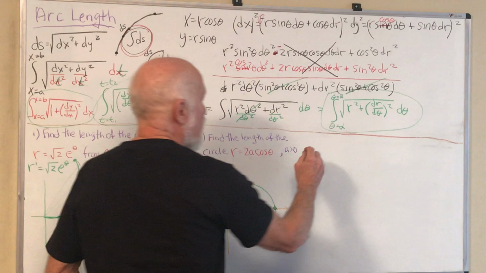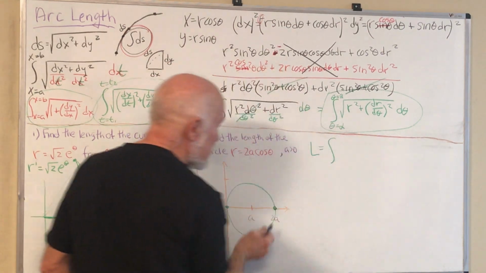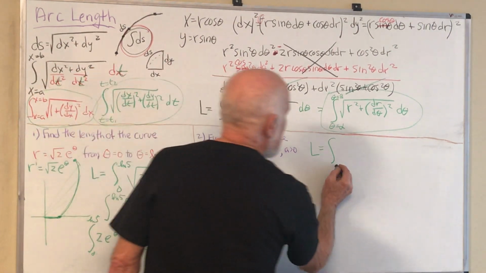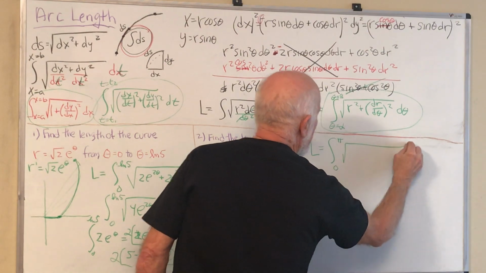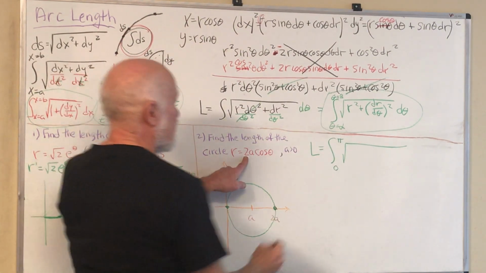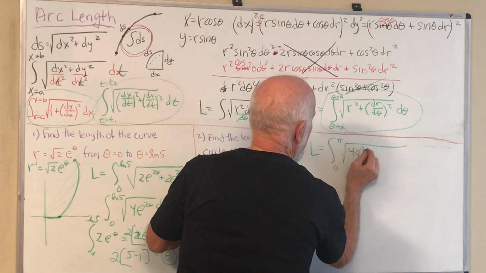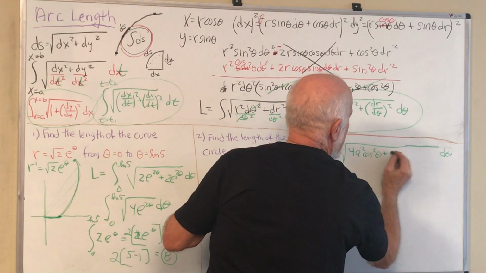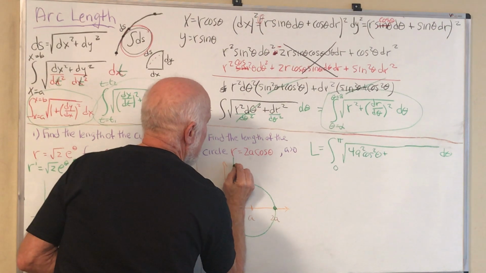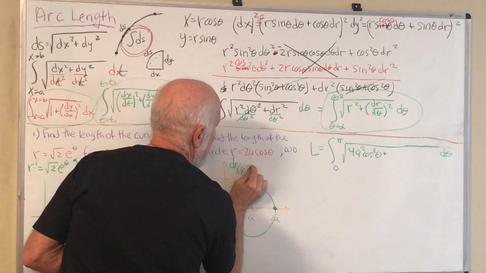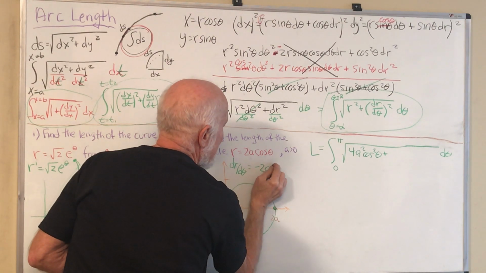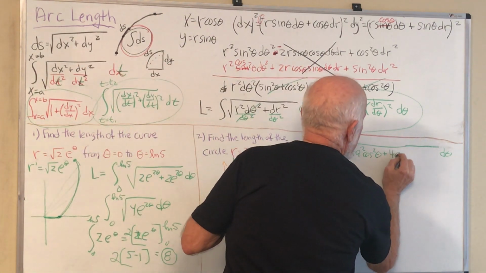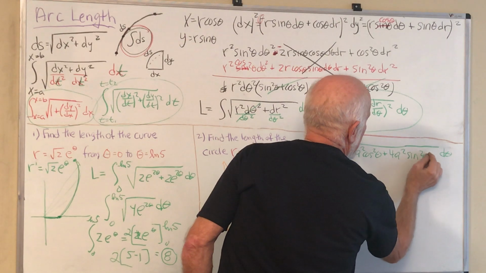So the formula says the length, and this is where it's important to know that we didn't go from 0 to 2 pi. We traced this out from 0 to pi, the square root of r squared. So 4a squared cosine squared theta plus, now we have to go dr d theta squared. So dr d theta is minus 2a sine of theta. So when we square that, we get 4a squared sine squared of theta.